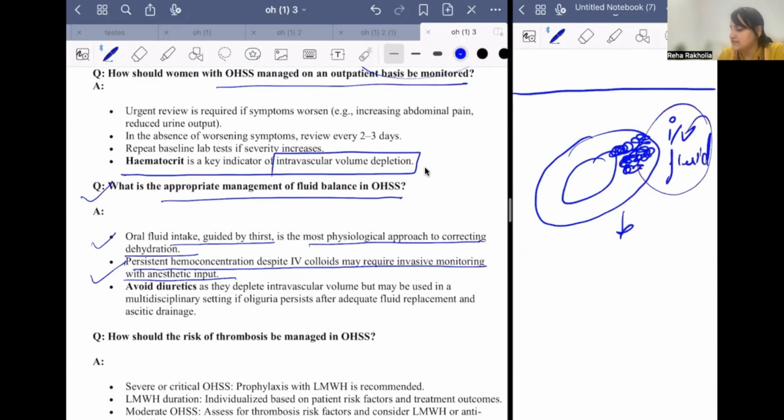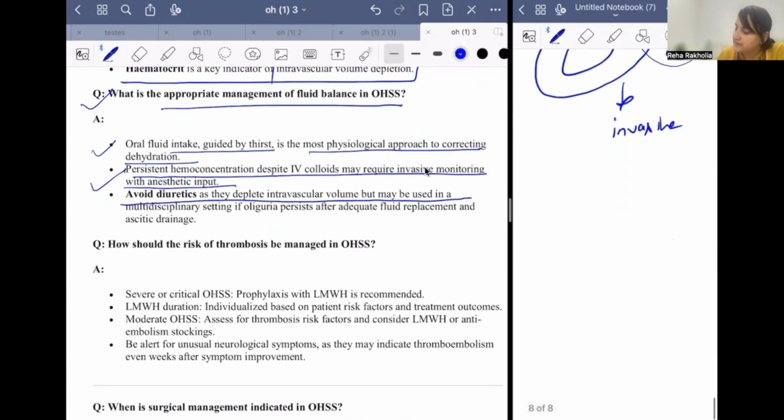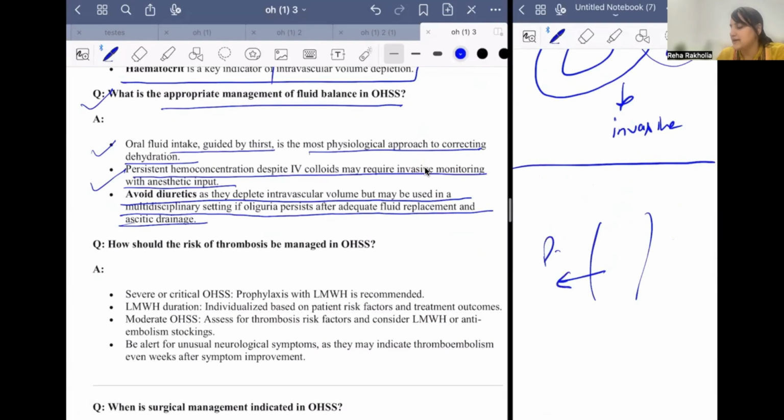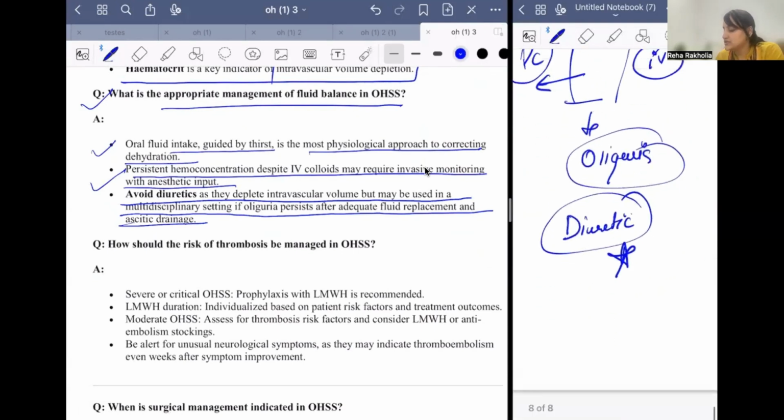This will require invasive monitoring. Then avoid diuretics as they deplete intravascular volume. Diuretic we don't have to use, but it may be used in a multidisciplinary setting if oliguria persists after adequate fluid replacement and ascites drainage. Even if we have drained the ascites, done paracentesis, and we are giving IV fluid in an adequate amount, if there is still oliguria or urine output is not improving, then we can give diuretics. Otherwise, we'll have to use diuretics very cautiously.